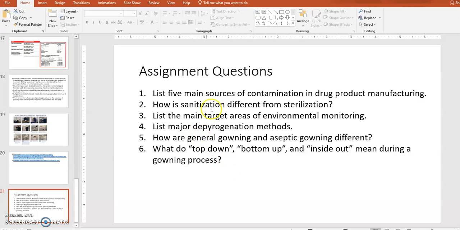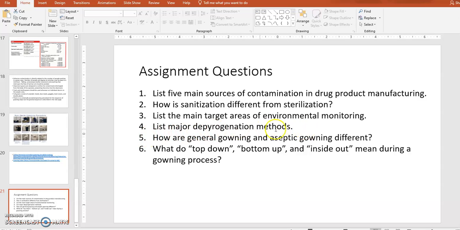And how is sanitization different from sterilization? What's the main difference? Sterilization is complete removal, complete elimination, while sanitization is reduction. So there's a difference. And list the main target areas of environmental monitoring. So where do you monitor? Of course, air itself, and the clean surface, right? And the personnel working in there. What else? And the instruments in there, and maybe water, and maybe gas, things used, raw materials.